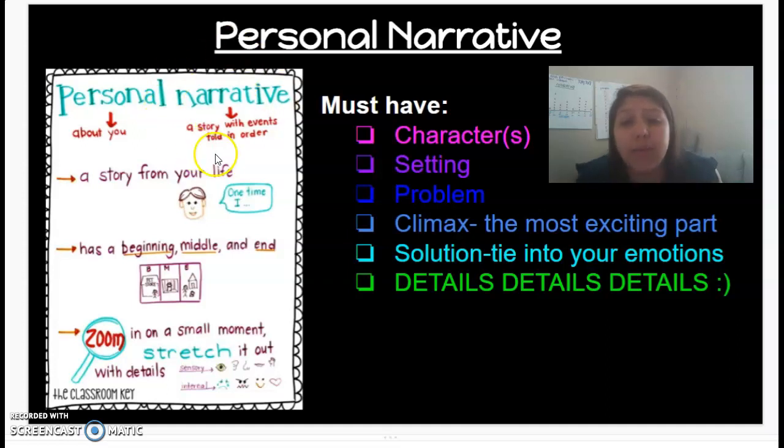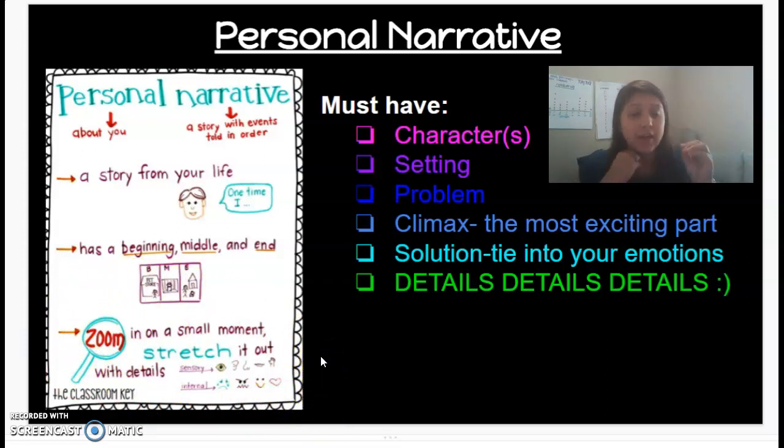So if you look here, I wrote a story with events told in order. That's very important. Make sure you're writing that story in order. Okay? So a personal narrative is a story from your life that personally happened to you. Okay? Like I said just right now, it has a beginning, middle, end, which in 4th grade we talked about having a character, problem, and solution, which I'll show you in just a minute how we go over the plot diagram.